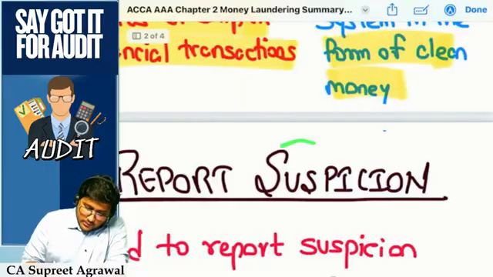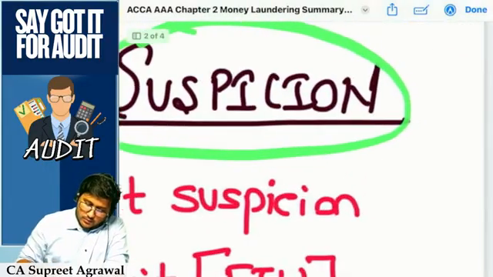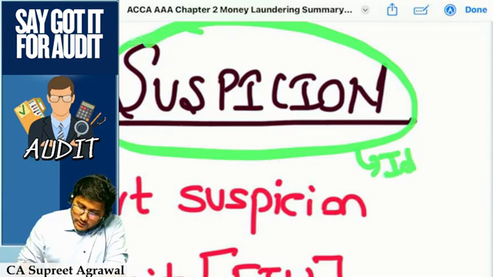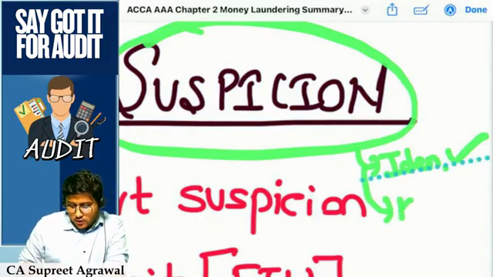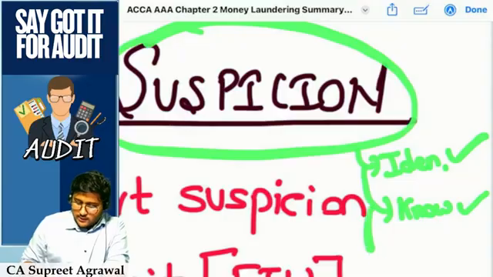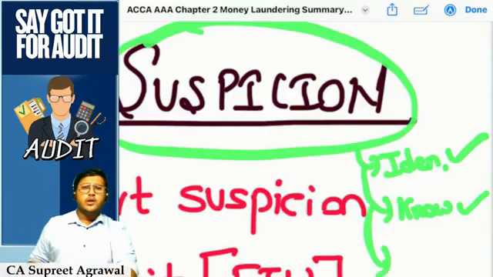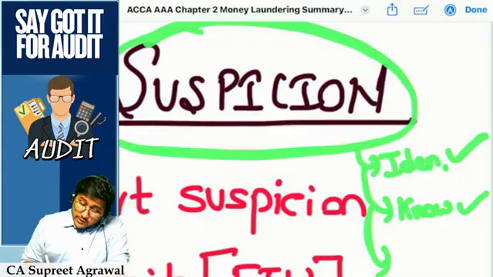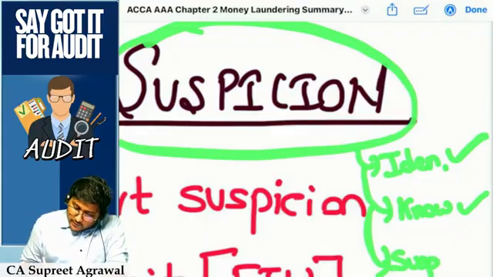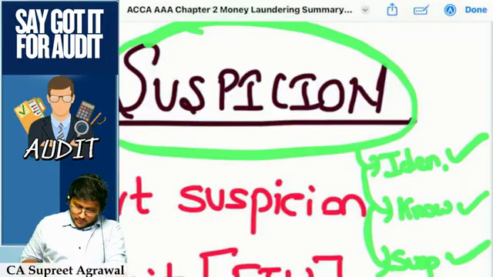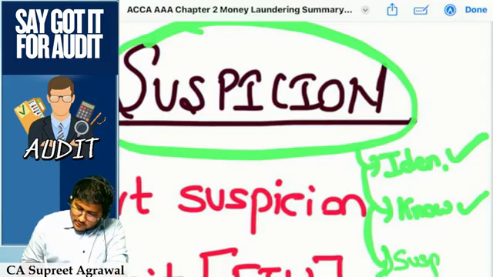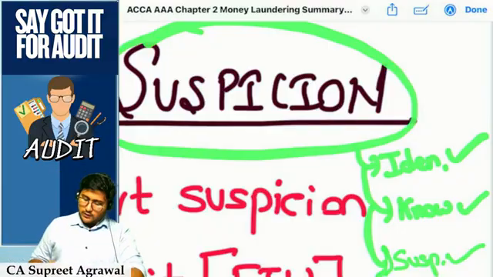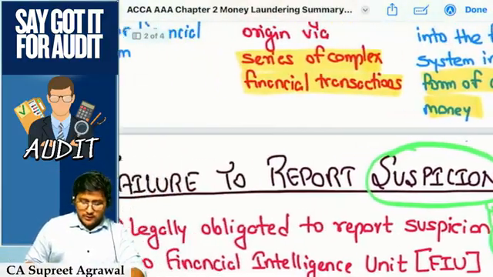Okay, this word suspicion, what is covered over here? Identification. Yes, covered. Knowledge of, is it covered? Yes, that is also covered. What else is remaining? If you suspect, just suspect, you do not have any evidence, then that is also covered. If you just suspect, will that work? Yes, that is also covered over here. Okay, so that is the meaning of this word suspicion.